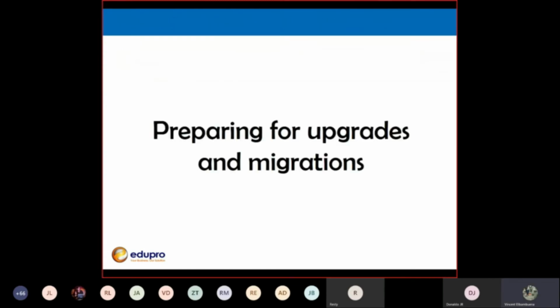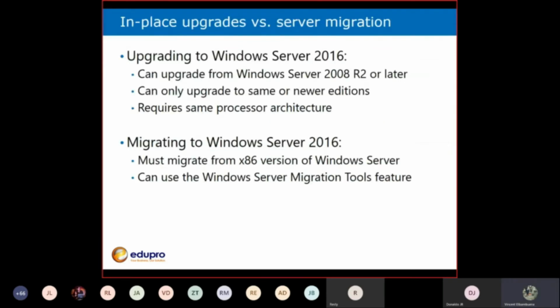Okay, now proceed with the next topic, preparing for upgrades and migrations. Okay, so in-place upgrades versus server migration. So ito yung kahit dati pa na always may mga debate about dito. So upgrading to Windows Server 2016 can upgrade from Windows Server 2008 R2 or later. Now if you would ask me why 2008 R2? Okay, because starting Windows Server 2008 R2, Microsoft required that the hardware processor architecture must be 64-bit for Windows Server installation. So hindi na pwede 32-bit starting 2008 R2 server.